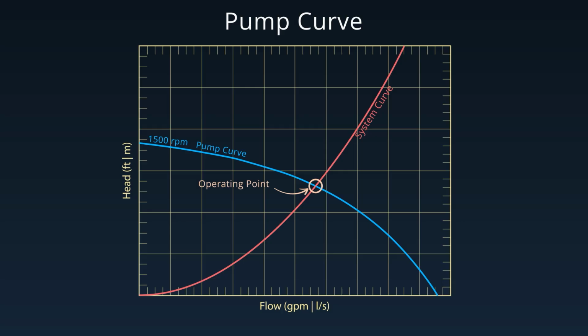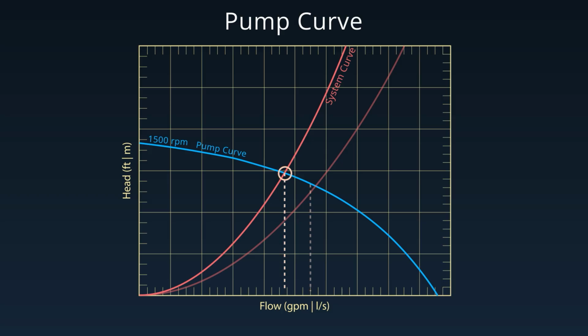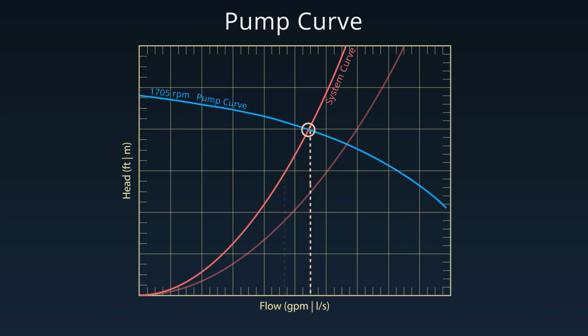As valves close, strainers clog, or filters foul, system resistance increases. The system curve shifts to the left and the operating point changes. The pump now delivers less flow than before. If we need to maintain the original flow rate, the pump speed must be increased so that the new system curve intersects the pump curve at the required flow.